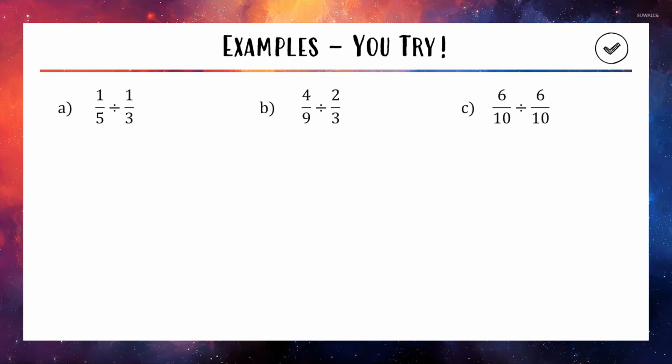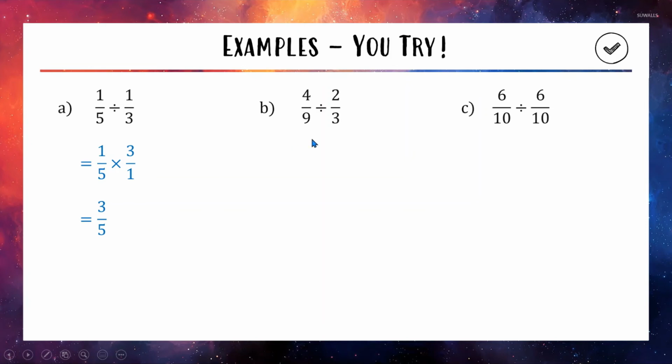Okay, for question A, like we said, we're going to divide two fractions. So we're going to take the second fraction, flip it upside down, and multiply. So I'm going to rewrite the question as 1 over 5 multiplied by 3 over 1. Now we do 1 times 3 on the top and 5 times 1 on the bottom. So on the top we'll get 3, on the bottom we'll get 5.